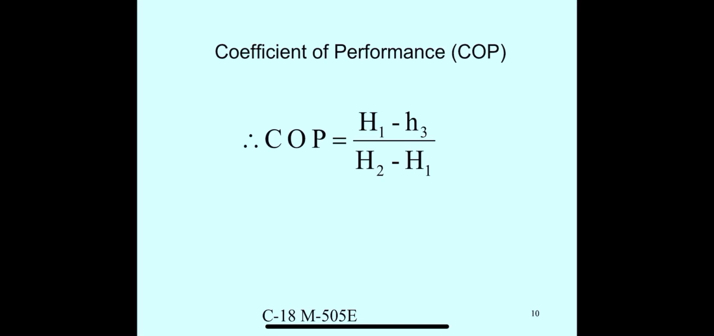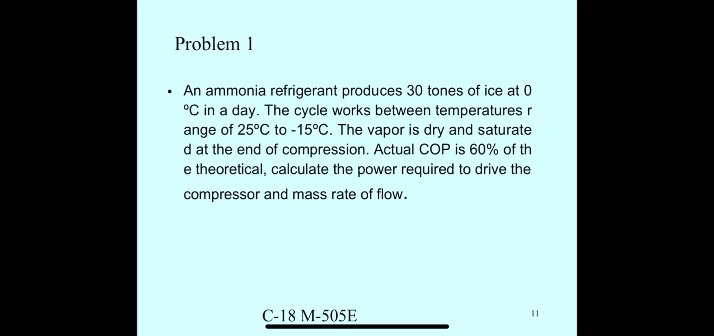Let us start the problems. Problem number 1. An ammonia refrigerant produces 30 tons of ice. 1 ton equals 210 kilojoules per minute, so 30 tons we have to convert into kilojoules per minute. The ice is at 0 degrees centigrade in a day.